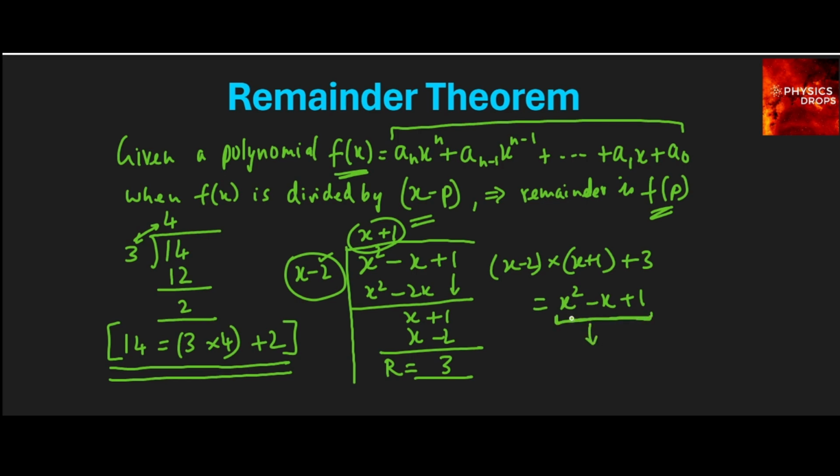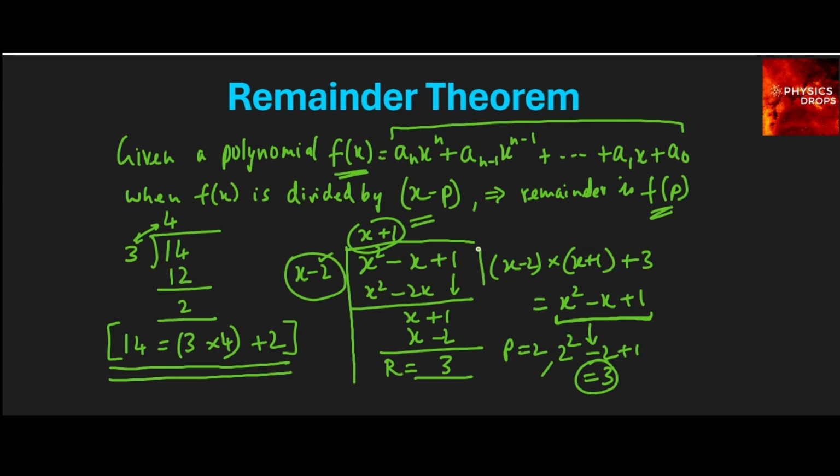Let's try that. The value of p here is 2. In x minus p, p is the positive value of 2. When we substitute here, we get 2 square minus 2 plus 1. So 2 square is 4, 4 minus 2 is 2, plus 1 is 3. So we get to prove the remainder theorem through this example.